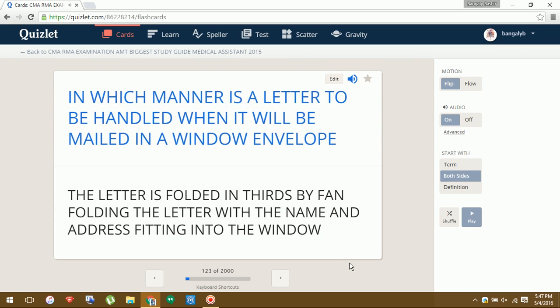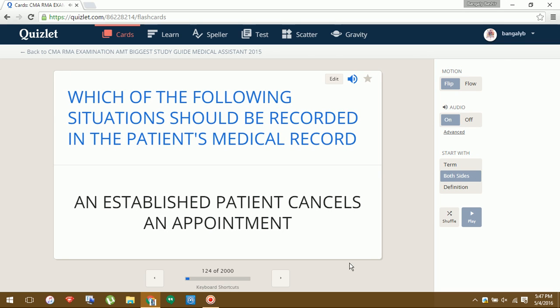In which manner is a letter to be handled when it will be mailed in a window envelope? The letter is folded in thirds by fan folding the letter with the name and address fitting into the window. Which of the following situations should be recorded in the patient's medical record? An established patient cancels an appointment.